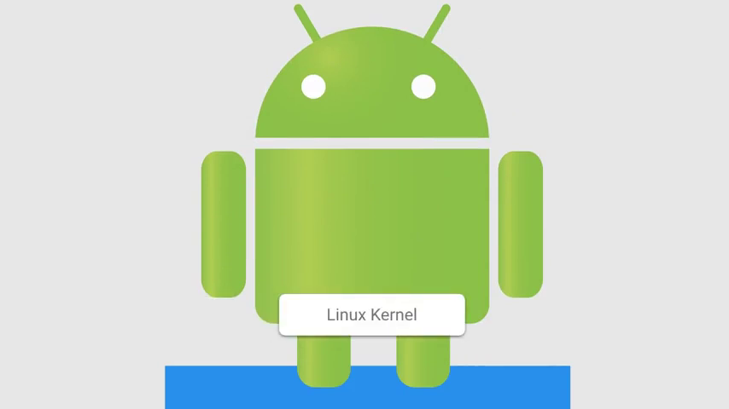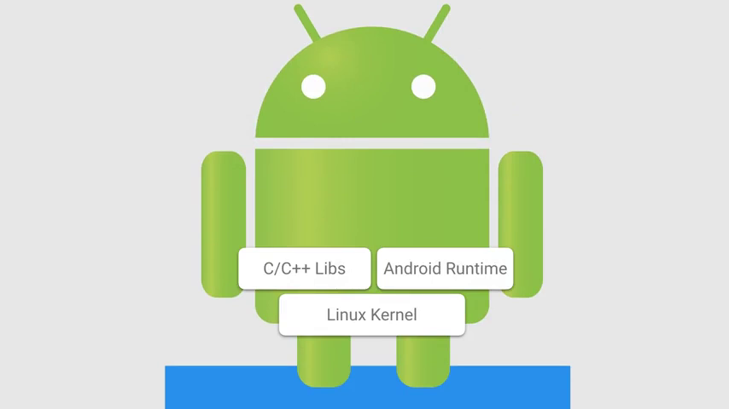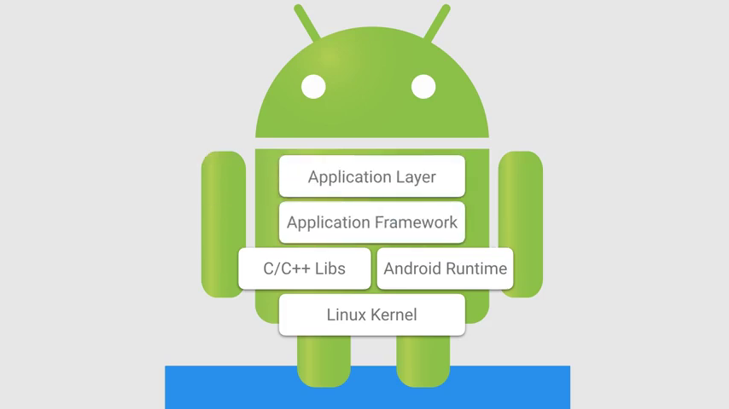On top of that are some core C and C++ libraries like libc and SQLite, and the Android runtime along with the core Android libraries. Your app runs within its own instance of the runtime, using the classes and services provided here in the application framework. On top of that sits the application layer, including your app and every other app that's installed.